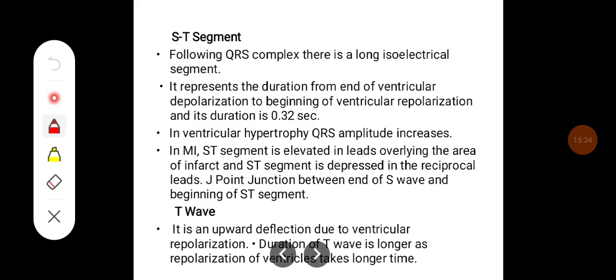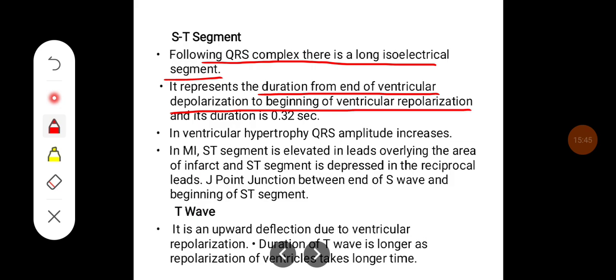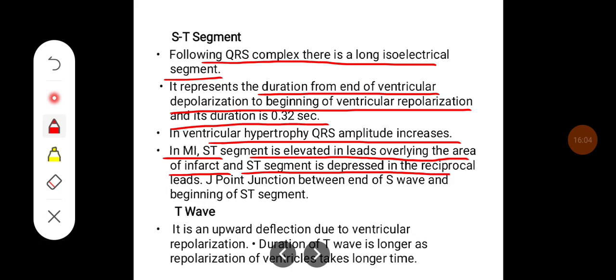ST segment. Following QRS complex, there is a long isoelectric segment. It represents the duration from end of ventricular depolarization to beginning of the ventricular repolarization, and its duration is 0.32 seconds. In ventricular hypertrophy, QRS amplitude increases. In myocardial infarction, ST segment is elevated in leads overlying the area of infarct, and ST segment is depressed in the reciprocal leads. J point, junction. J point is a junction between the end of S wave and the beginning of ST segment.